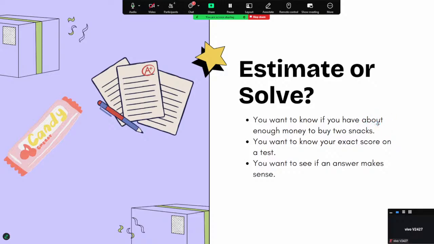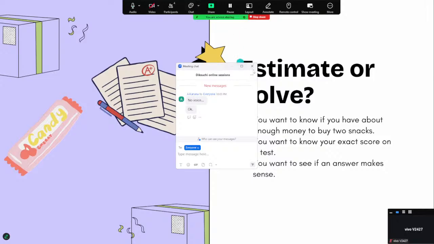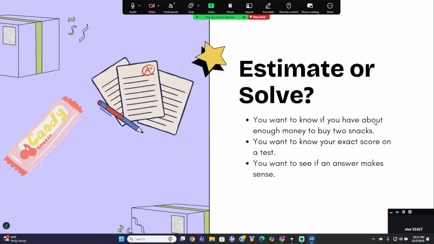And before I said we always use about when we're estimating. So think about whether you should estimate or solve. And the correct answer is estimate for this one, since it says the word about. Next one, you want to know your exact score on a test. Should you estimate or solve? And if you said solve, that's correct, because the question says you want to know your exact score. When you want to know the exact value of something, you always solve.